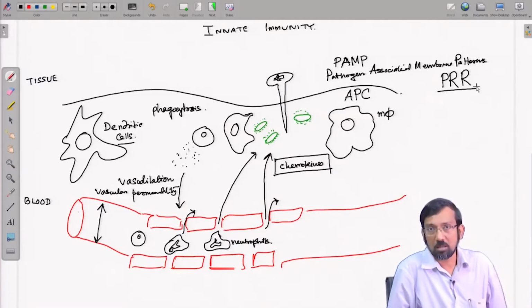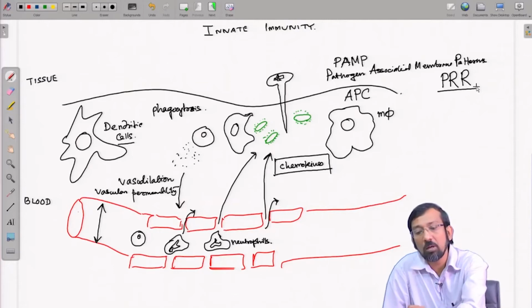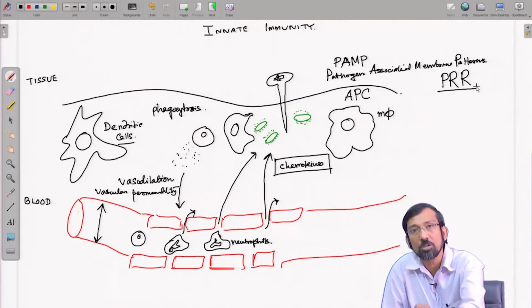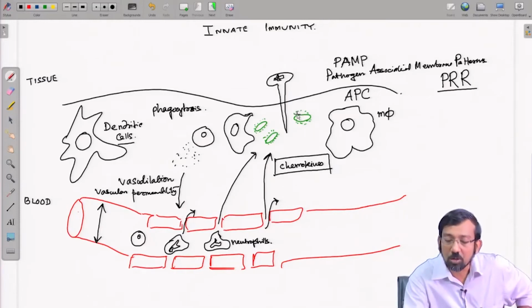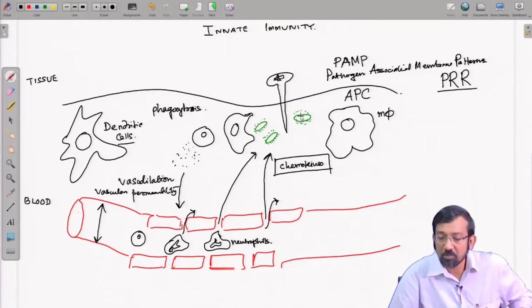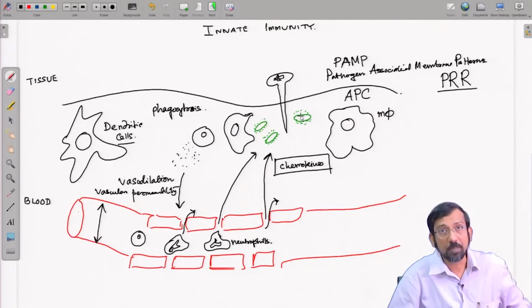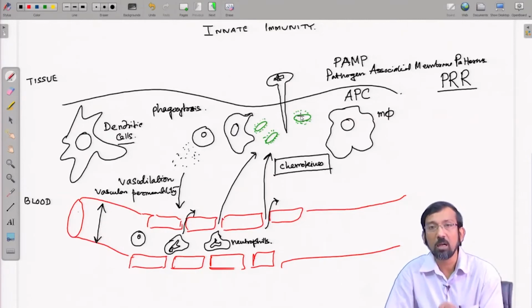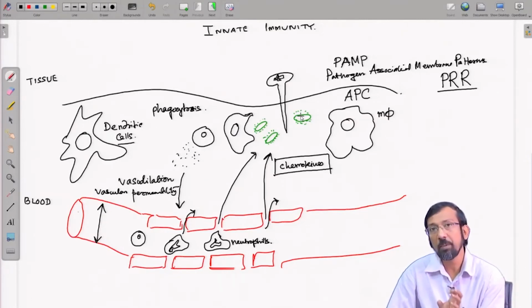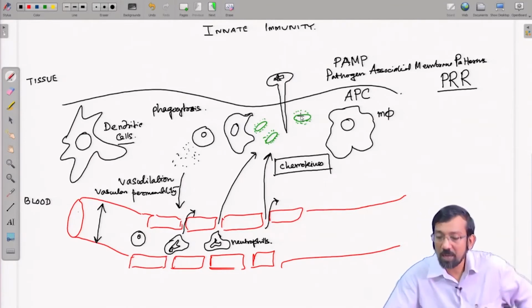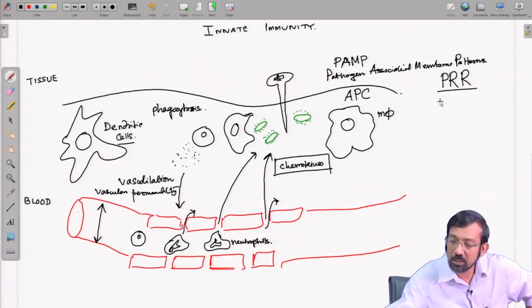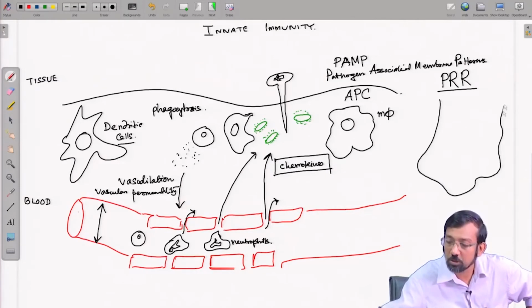Now, these PRRs can recognize these pathogen associated molecular patterns on the surface of the pathogen or on the surface of the bacteria. One of those specialized cells that can recognize these PAMPs is, for example, the macrophage. Let us see what exactly a tissue macrophage is doing in this situation.